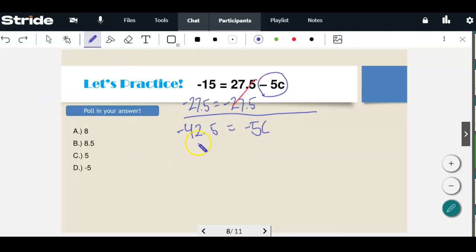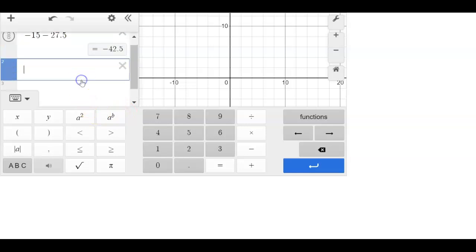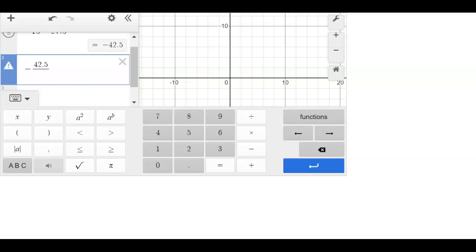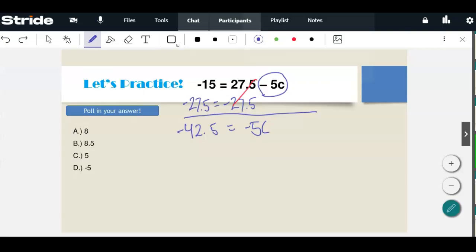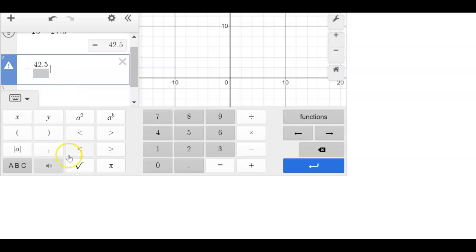So now we're getting to the next step. We're going to take the negative 42.5 and divide it by negative 5. So negative 42.5 divided by, what did I say it was? Negative 5. Make sure it's underneath here. And it comes out to 8.5.